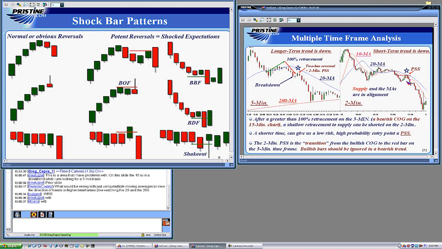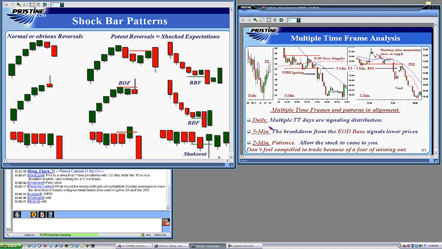Again, the PSS on the 2-minute was right up at resistance here. You had a narrow range bar. It was saying it was going lower. Got 3 time frames working together here.